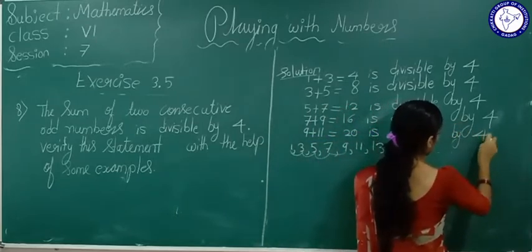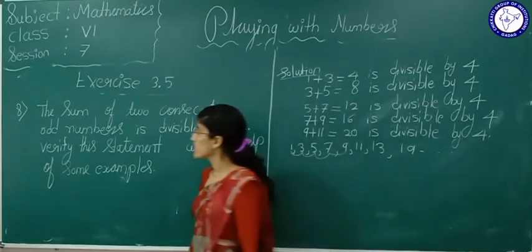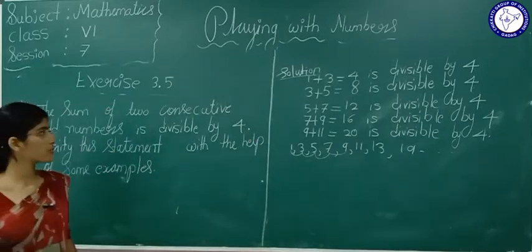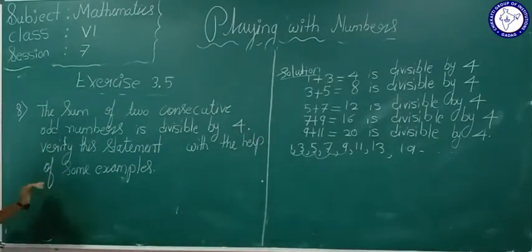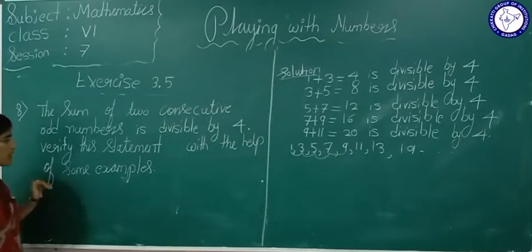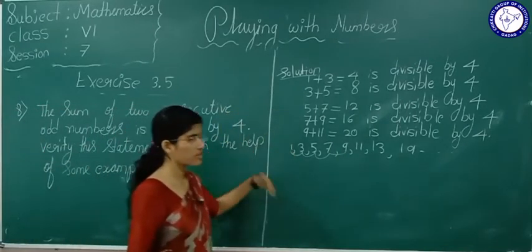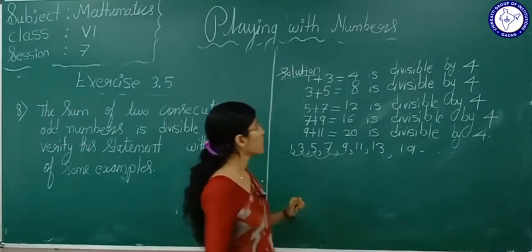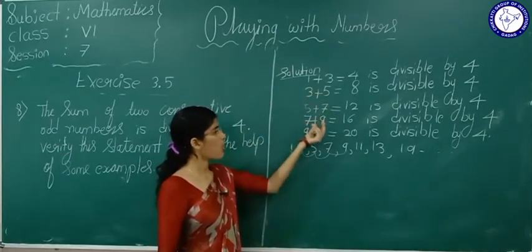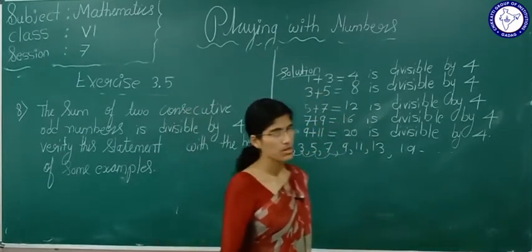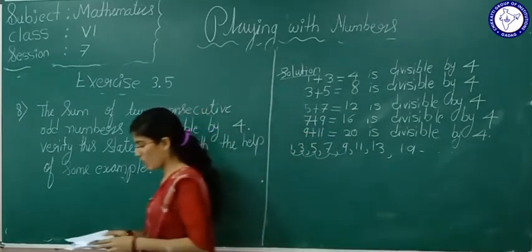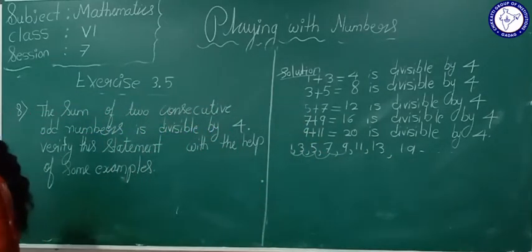Okay, you can continue like this. Okay. What they have told: the sum of two consecutive odd numbers is divisible by 4. Verify this statement with the help of some examples. If you want, you can continue like this. Okay. The sum of two consecutive odd numbers is divisible by 4. So this is about the 8th one. Okay. Now we will see the 10th one.